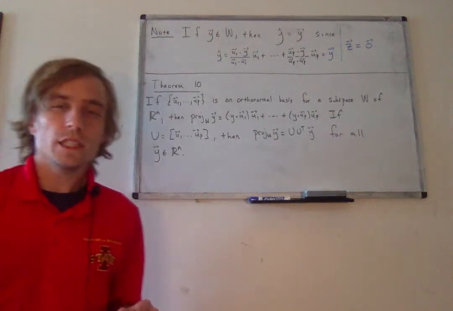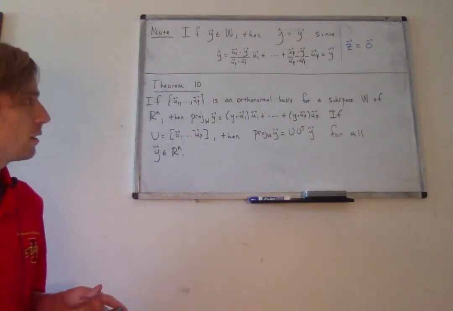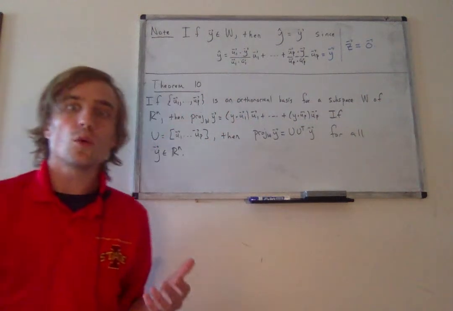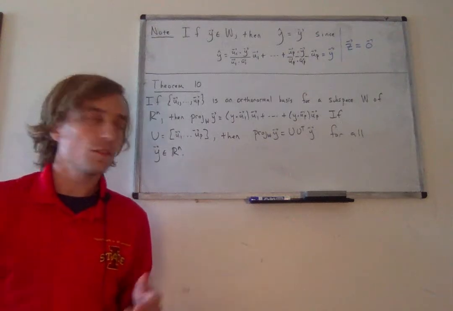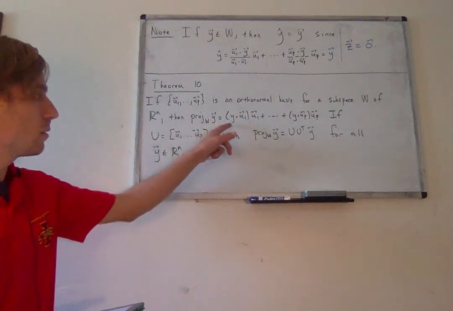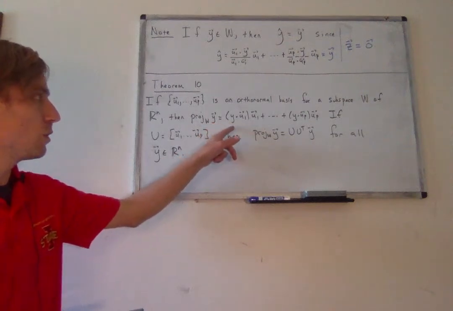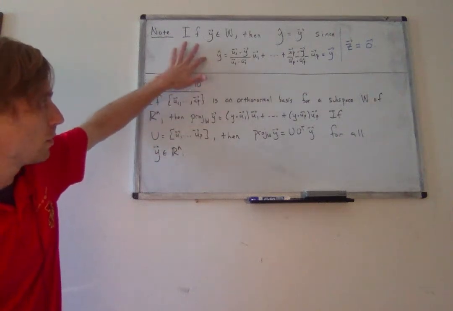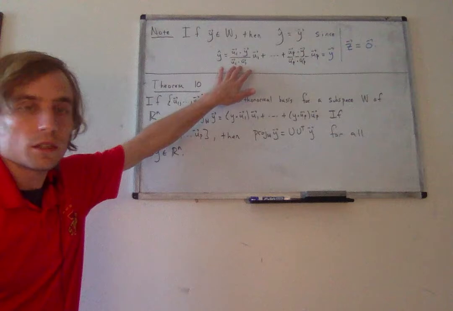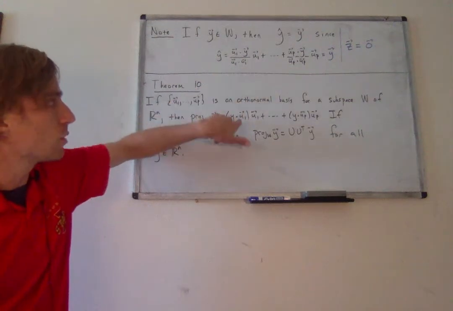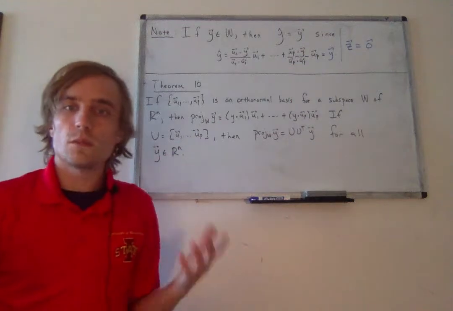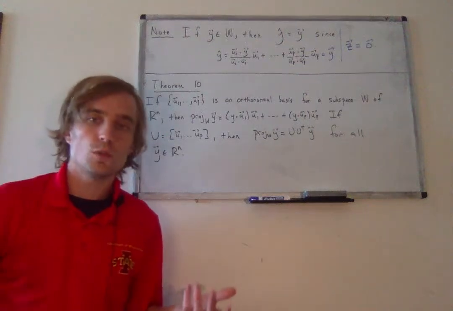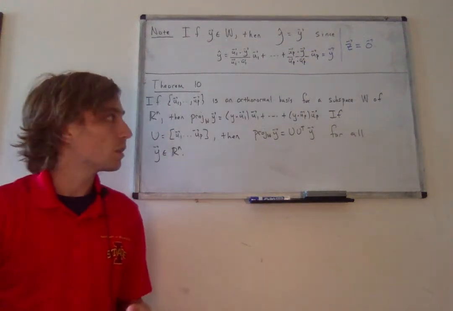Other than that, I wanted to quickly state this theorem. Theorem 10 tells us that if we have an orthonormal basis for a subspace W, and remember an orthonormal basis is an orthogonal basis of unit vectors, then the projection of y onto W is defined like so. And notice that this actually matches this definition, which is the projection of y onto W, but we've just cleared the denominators of each of these fraction terms. The reason being, if all of these vectors are unit vectors, u1.u1 would just be 1, u2.u2 would be 1, and so on and so forth.